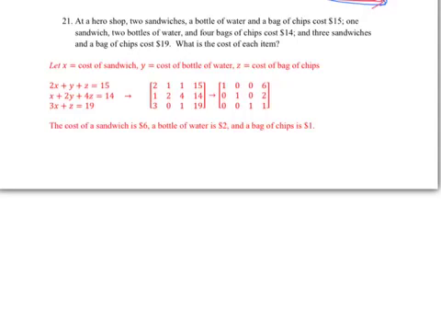Since we're looking for the cost of each item, let's make those our unknowns. Therefore, x is the cost of a sandwich, y is the cost of a bottle of water, and z is the cost of a bag of chips. So our equations become the following.